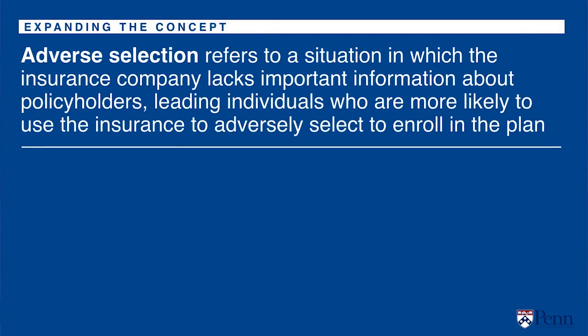In this segment, we are going to discuss hidden information, or as it is more commonly referred to, adverse selection. Adverse selection refers to a situation in which the insurance company lacks important information about policyholders, leading individuals who are more likely to use the insurance to adversely select to enroll in the plan.